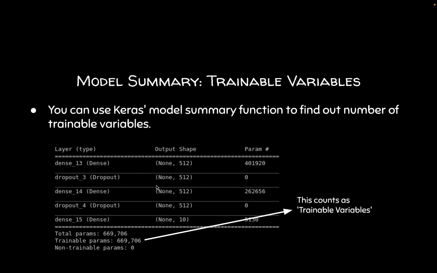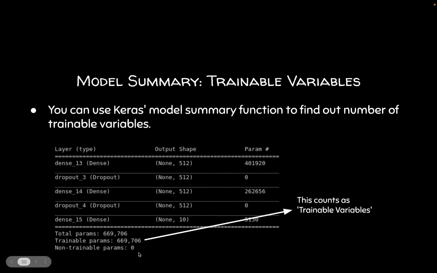So if you use the function model.summary, it'll print this table, and this will show you all the different layers, and it'll show you the output shapes, and it'll also tell you the parameters in each of the layers. But in the end, it'll also tell you the total number of trainable parameters.